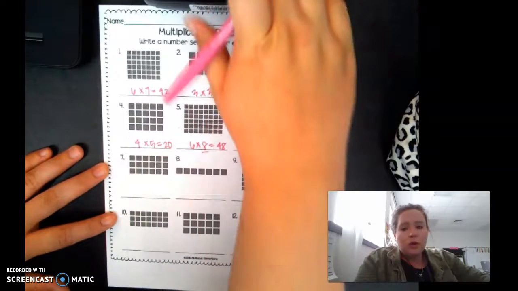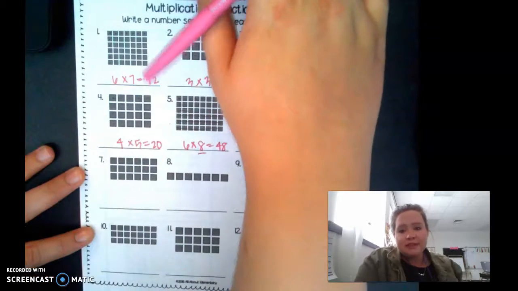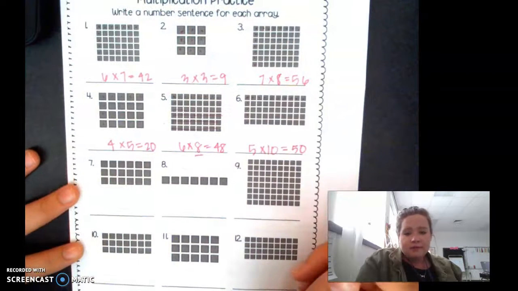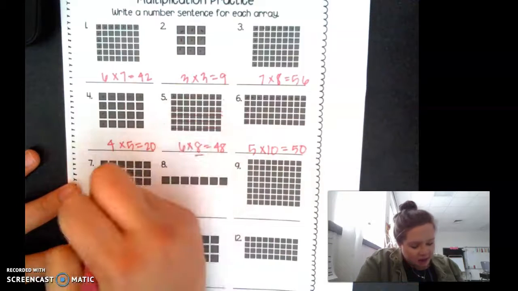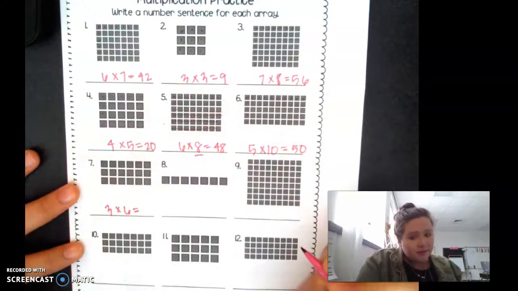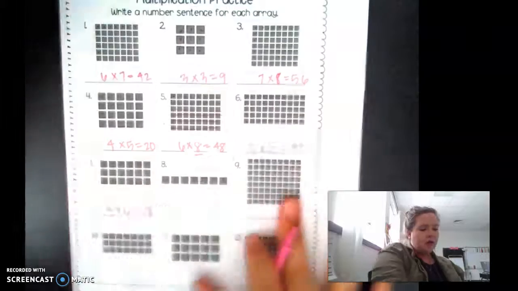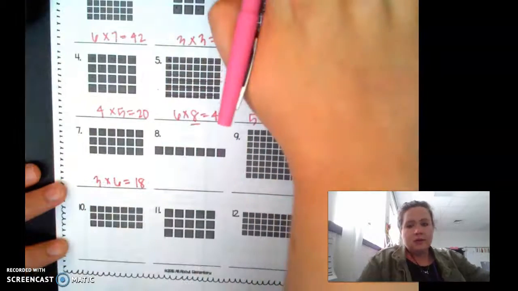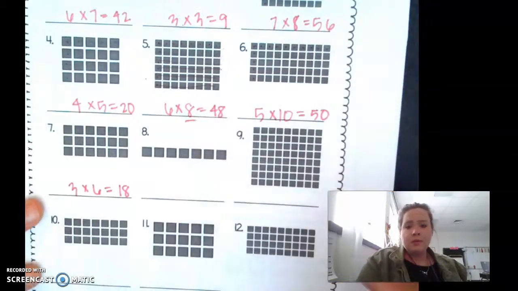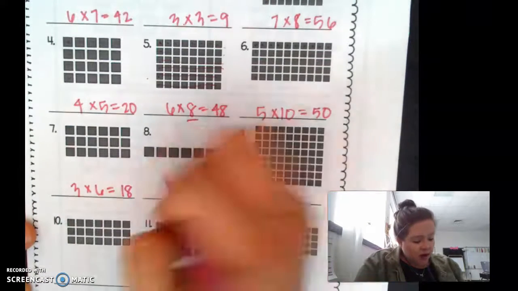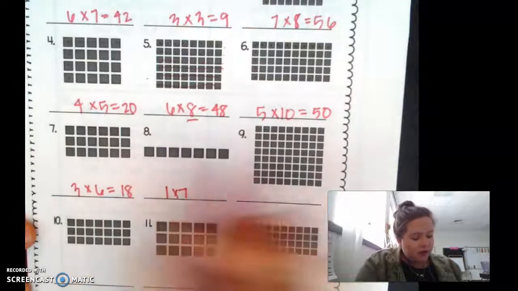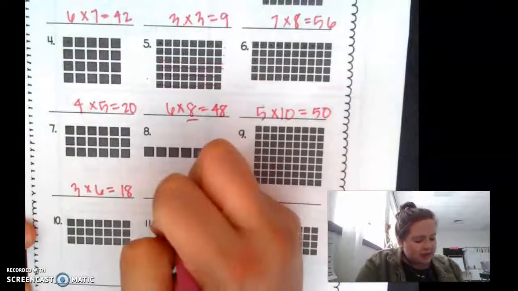What array is this, or what multiplication sentence, number sentence goes with number 7? Good. 3 times 6, which equals 18. What about number 8? Number 8, what's the multiplication sentence for that one? Good. 1 times 7. I only have one row, and there's 7 in each row, which equals 7.